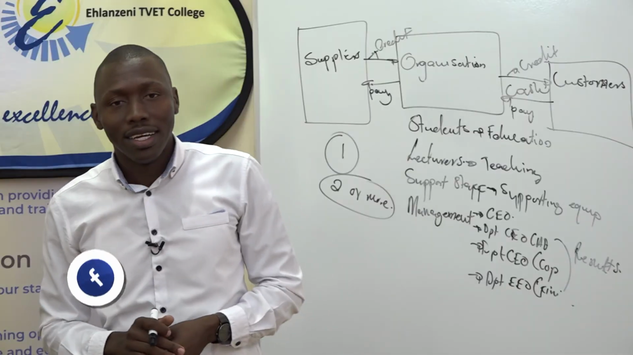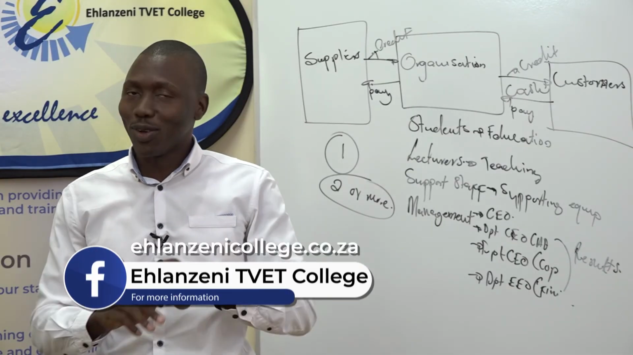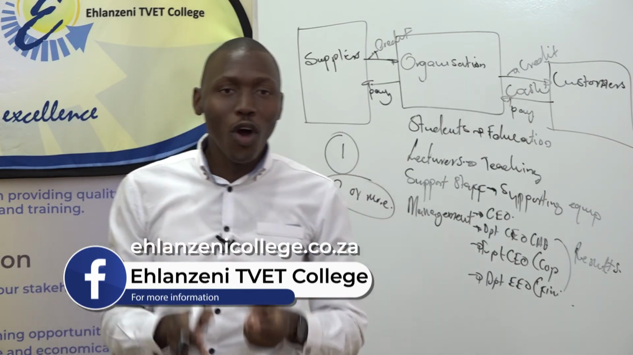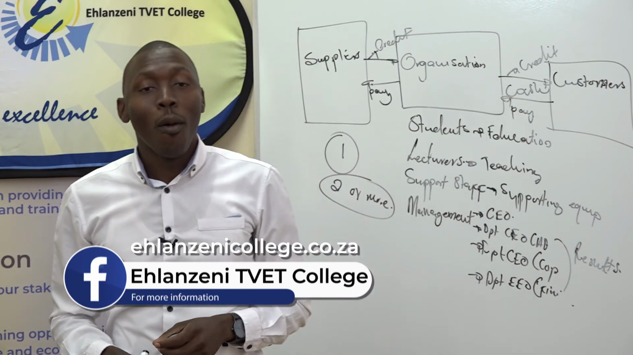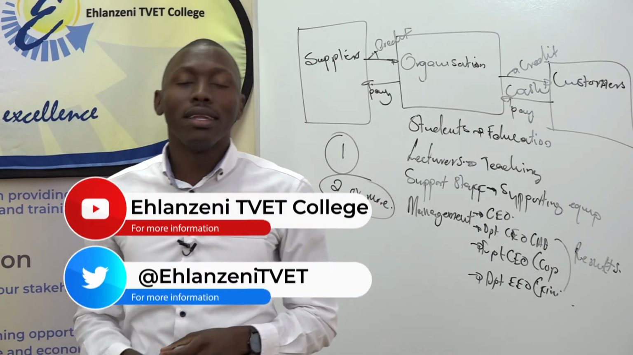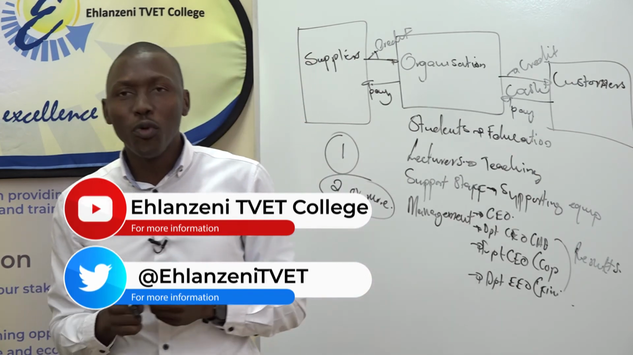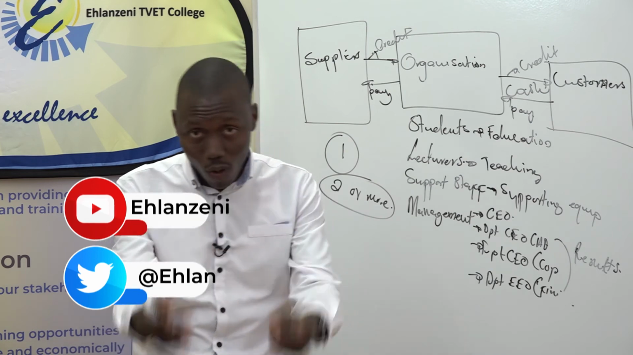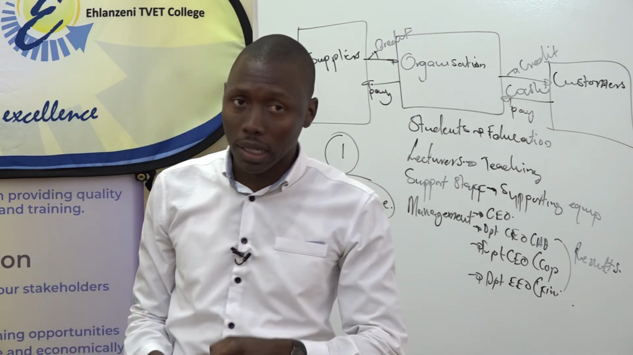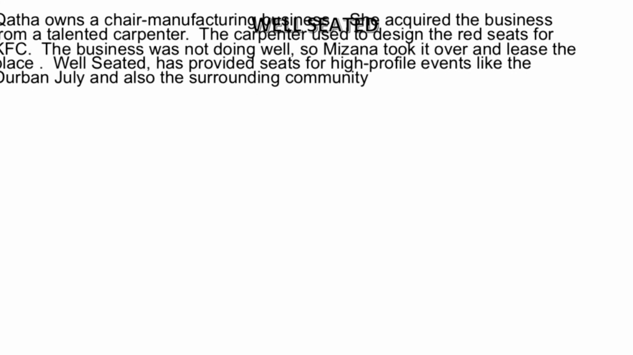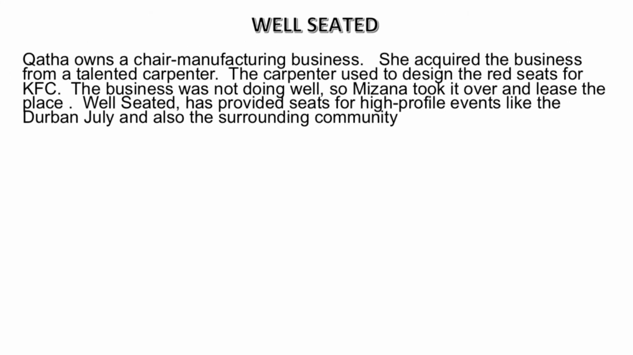The last one, deliver the product or service on time. So if you're going to do these six basic things, then it's easy for you to win or to improve the relationship within the organization or with your stakeholders. Now, let us have an example with a company called Well Seated.